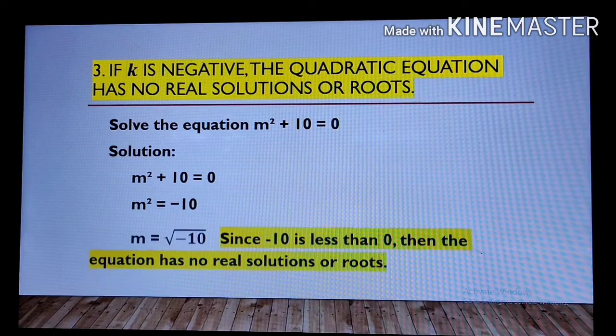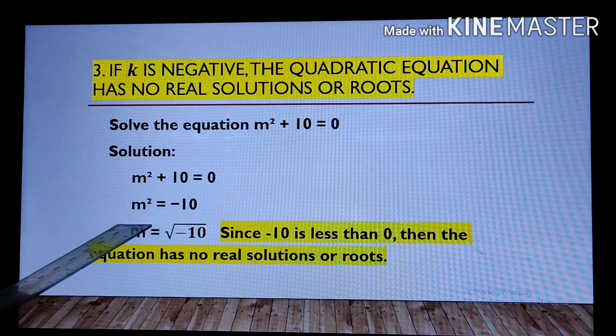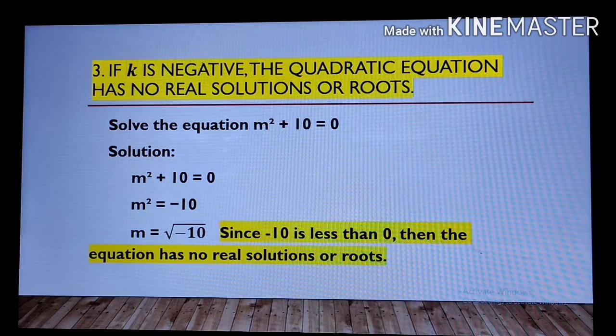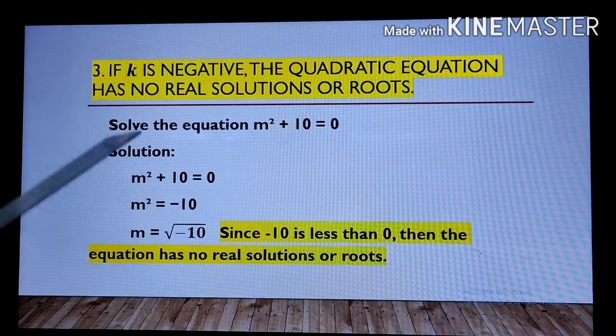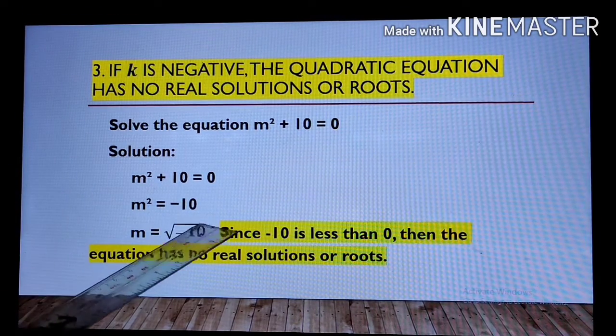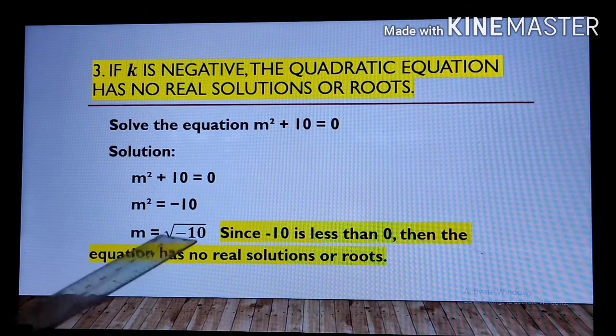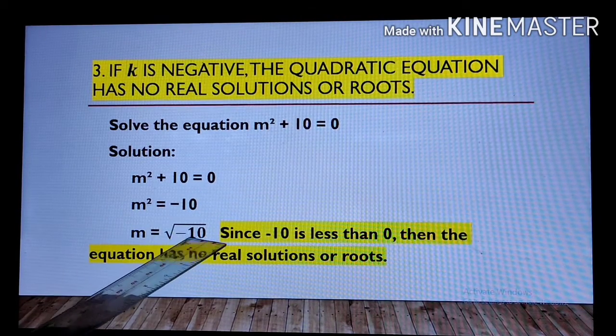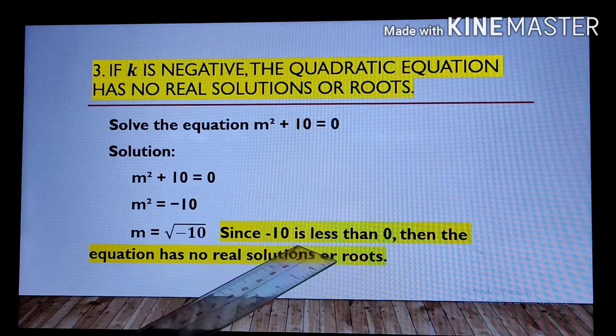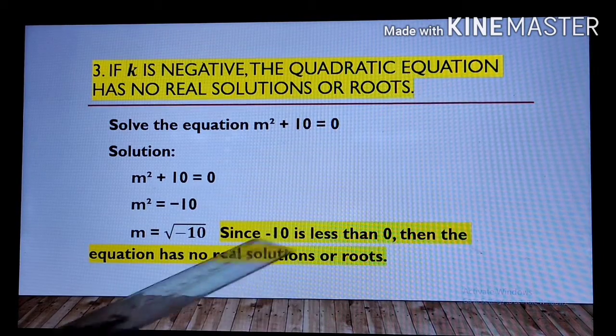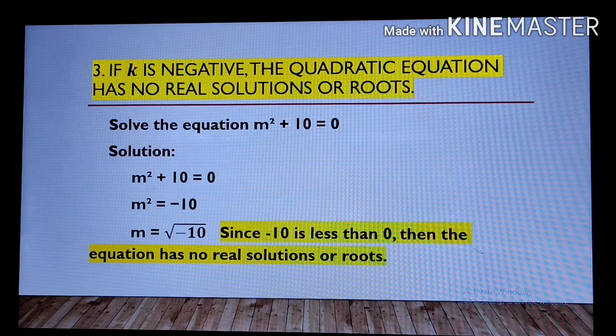Then next, we are going to... nakalimutan ko nang ilagay. I-extract natin both sides. So, square root of m squared is equal to square root of negative 10, diba? So, square root of m squared is m is equal to square root of negative 10. So, since negative 10 is less than 0, then the equation has no real solutions or roots.